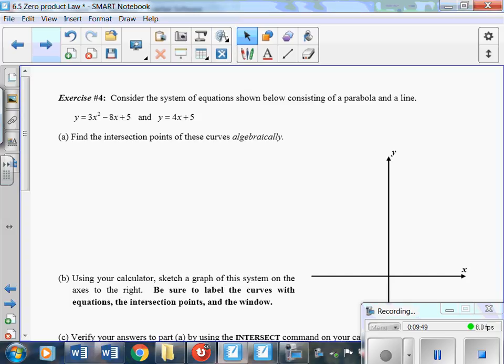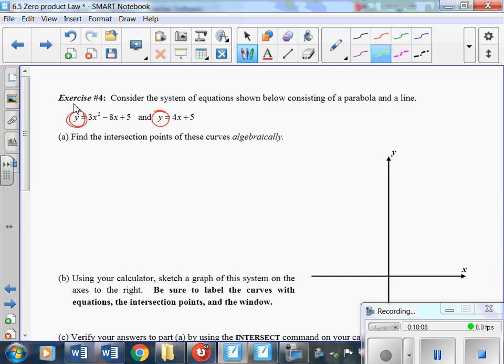All right, so consider the system of equations shown below consisting of a parabola and a line. Find the intersection points of these two curves algebraically. Well, if we take a look at this, we can see how we have y is equal here and y is equal here. So if we know y is equal to two different values, we know those values have to be equal to one another. So when we're done with this, you'll see how it's very similar to the problems that we just finished in exercise 3. So we're going to do the same thing.